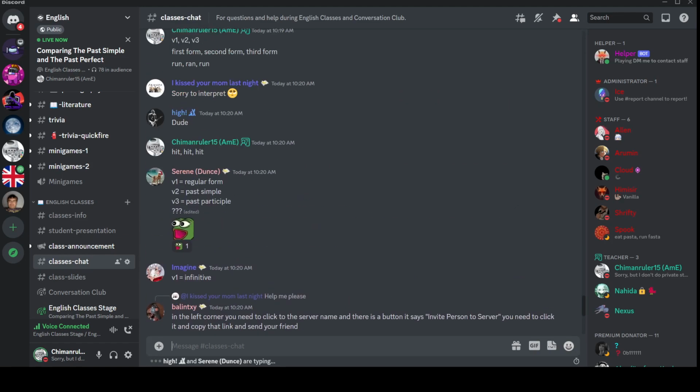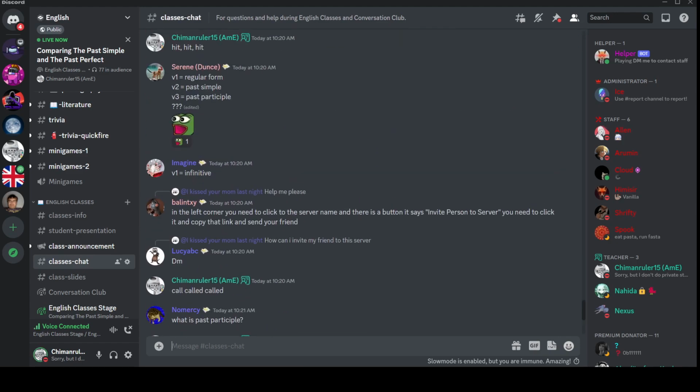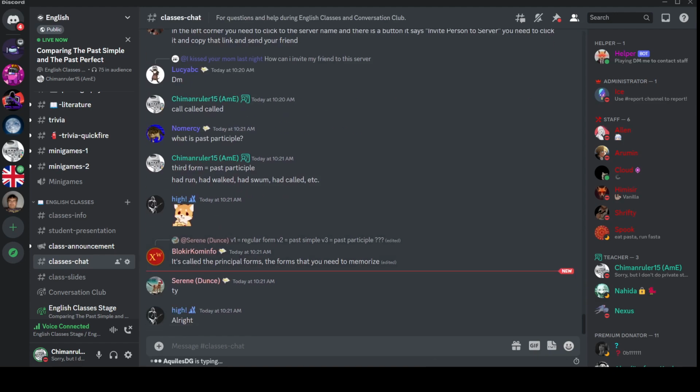So yes, that's how you would do it. The first form is the regular form, or the principal form, or the base form, whatever. The second one is the past simple, and the third one is the past participle. Sometimes the past simple and the past participle are the same. If the verb is regular, then those two forms are the same.